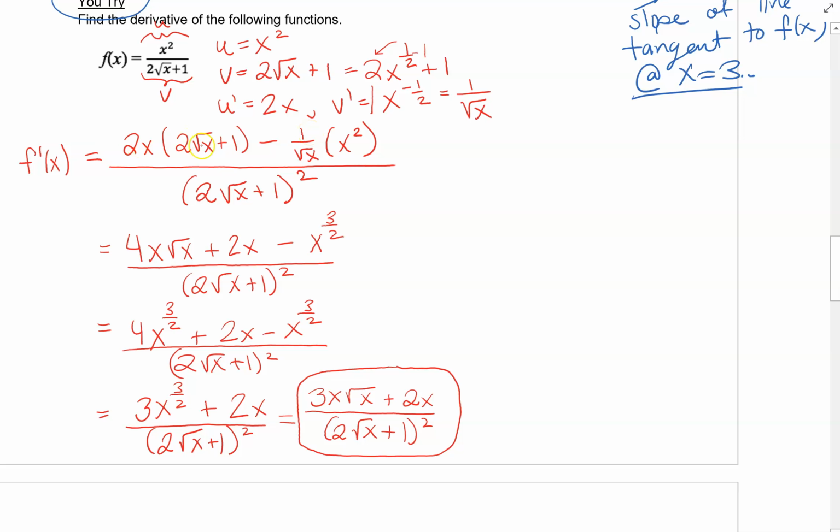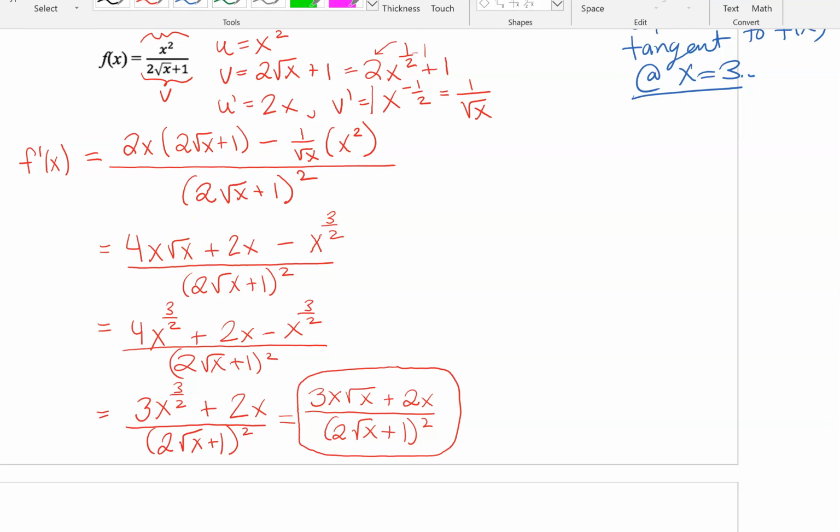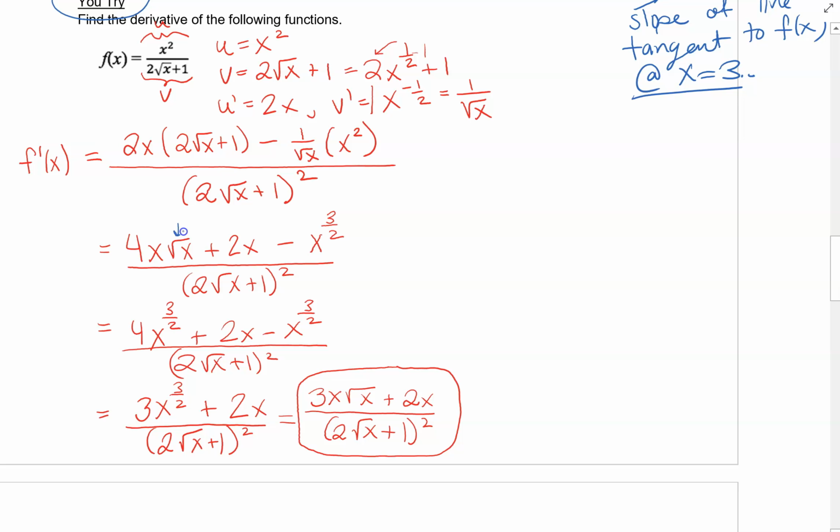So then you do u prime v minus v prime u all over v squared. Now when you distribute the 2x to the 2 rad x plus 1, then you get 4x rad x plus 2x. But remember, rad x is the same thing as x to the 1/2 power. So you can and should combine those powers. This is a first power and a 1/2 power. So you can add those powers together to get a 3/2 power. Meanwhile, you could think of this as a negative 1/2 power, or it's dividing by a 1/2 power. So you're subtracting powers. 2 minus 1/2 is also 3/2.